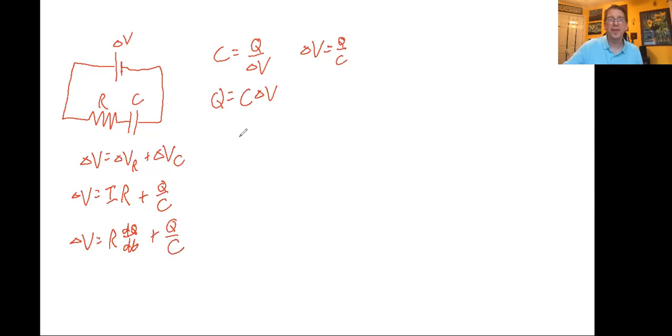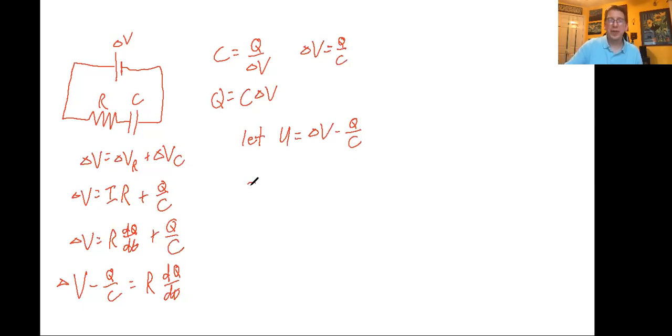So we're going to bring the Q over C term to the other side of the equation. So we're going to subtract Q over C from both sides. So delta V minus Q over C is equal to R dQ over dt. So we're going to let U equal delta V minus Q over C.